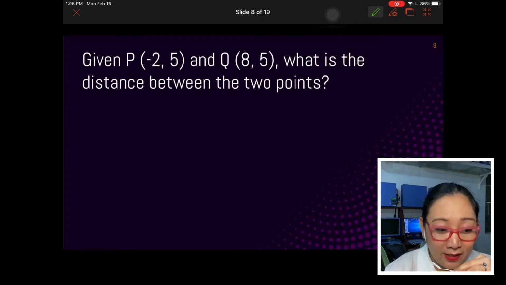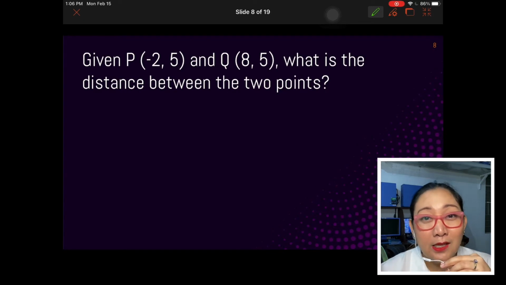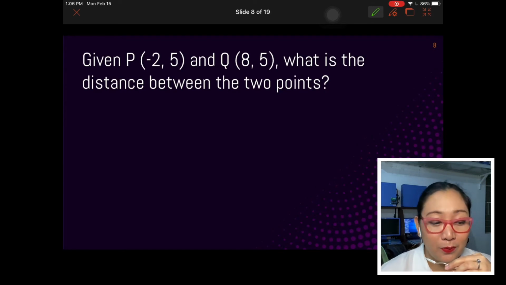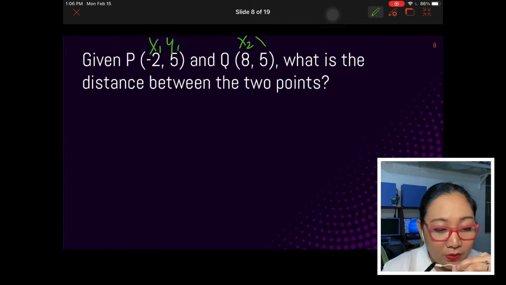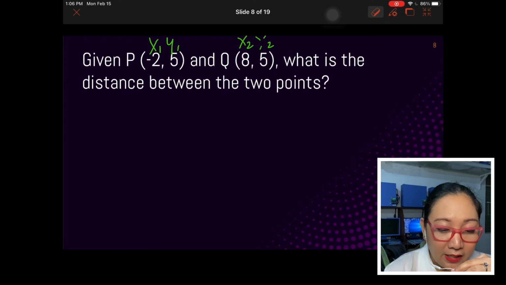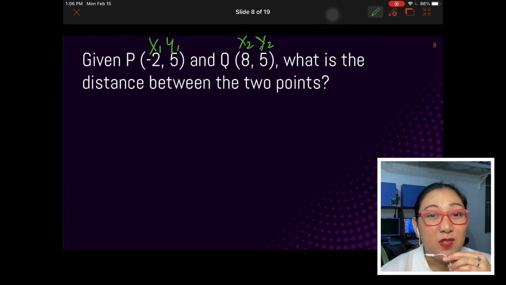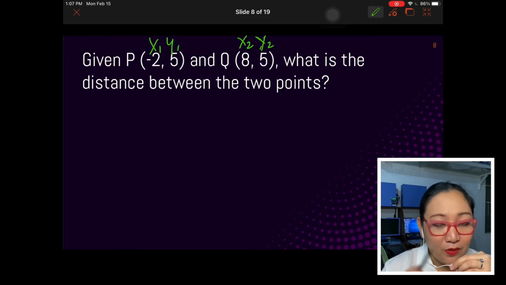So, first, syempre, labelan muna natin. Alin ba yung gagawin kong x1, y1, tapos yung x2, tsaka y2. So, si P, siya yung gagawin kong x1, y1. Tapos si Q, siya yung x2, y2. So, actually, papatunayan ko sa inyo ngayon na they would actually end up with the same answer kahit pagbaliktarin ko sila. So, ibig sabihin, uunahin ko yung x1, y1 dun sa isa, tapos uunahin ko yung x2, y2 dun sa kabila. Okay? So, for the first one, I'll be using green.